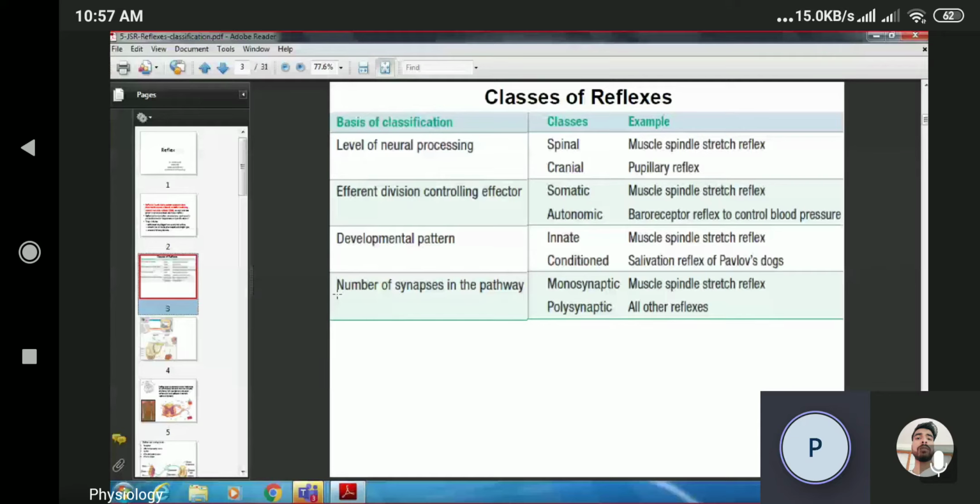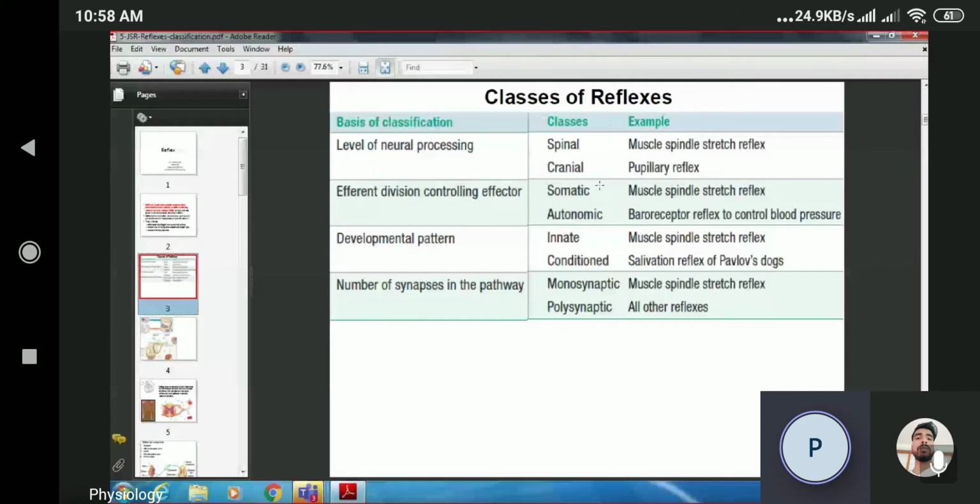According to the number of synapses present in the reflex, it can be monosynaptic or polysynaptic. An example of monosynaptic reflex is the muscle spindle stretch reflex. Another is polysynaptic reflex. Its examples are all other reflexes like the plantar reflex. So here we have discussed the classification of reflexes. According to the various bases of classification, the reflexes are classified into various types.